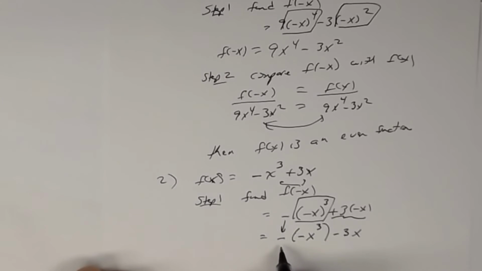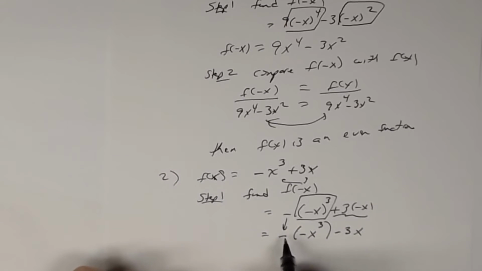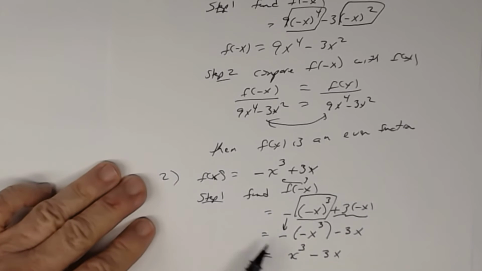And now here's where some students are going to get confused. You got to remember what this means right here. This right here means the opposite of a negative x cubed. The opposite of a negative x cubed is a positive x cubed. This is a positive x cubed now, and then minus 3x. Okay, so that was step one.